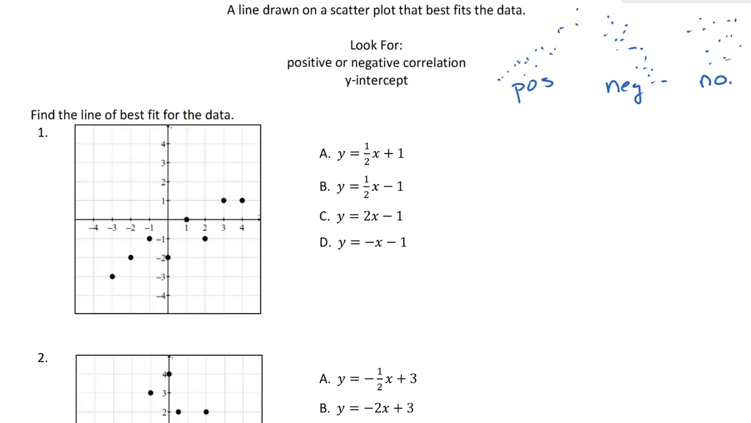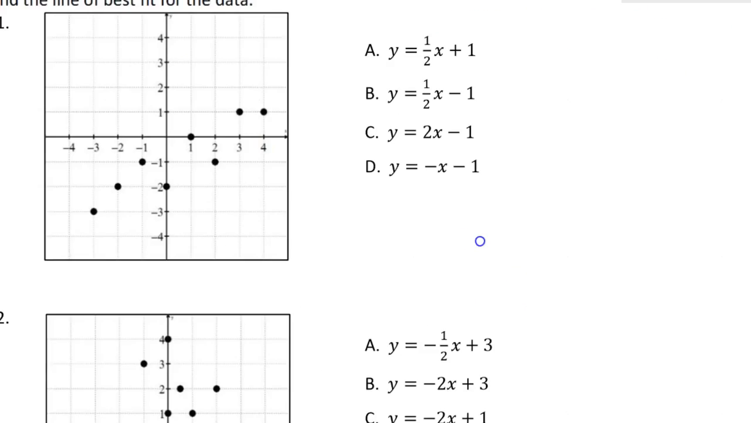When you're given a scatter plot in a multiple choice type question, the things you're going to look for are: does it have a positive or negative correlation, and what would the y-intercept be for a line that would model the data? So let's look at the first one.